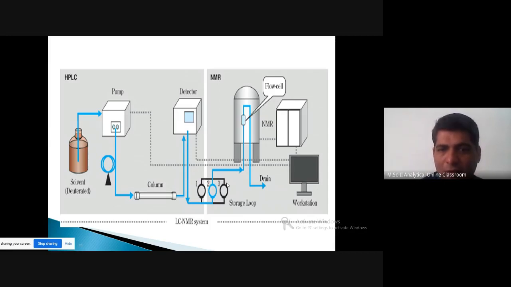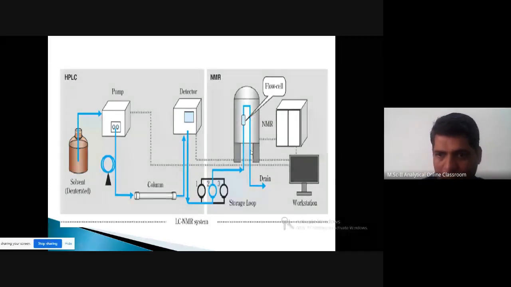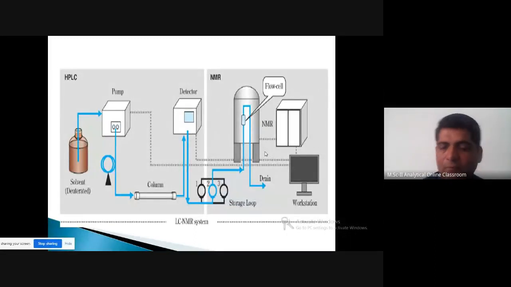Okay, the two types, always remember for LC and NMR, one is the direct and second is the indirect. This is the type of indirect interface. Okay. Now, after the interface, this sample will pass through this NMR unit. This is the total NMR unit, and this is the main unit of the NMR. This is called the NMR probe, PROBE. Okay. Here, the sample will be analyzed and data will be collected, and it will be displayed on your screen. So this is about the HPLC NMR.